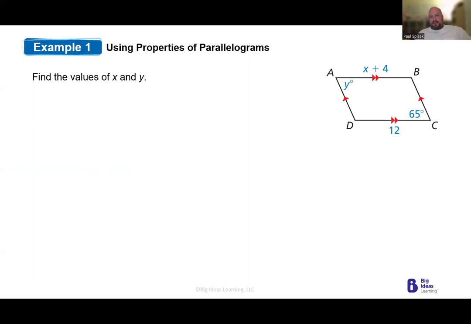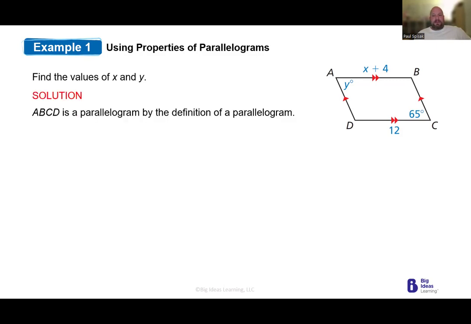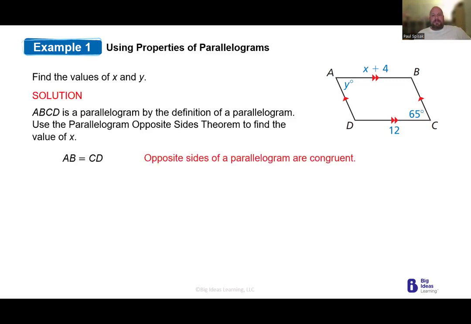So we have the two sides, X plus 4 and 12, which are opposite sides. Therefore, those two must be congruent. So we're going to set those two equal to each other. So we have X plus 4 is equal to 12. And then we're going to bring the 4 across by subtracting 4, which gives us 8.